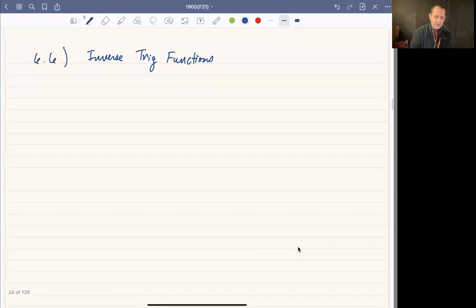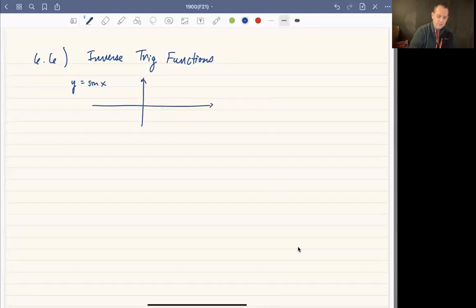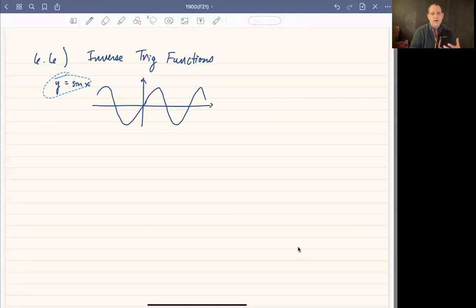So the first thing is if we were to take the function y equals sine of x and graph it, we know what this looks like. This is a picture you've been drawing for however long. It looks like that and continues indefinitely in both directions. The problem is that that function is not one-to-one. If it does not pass the horizontal line test, you're not going to get an inverse.